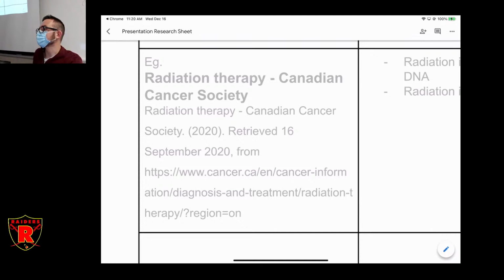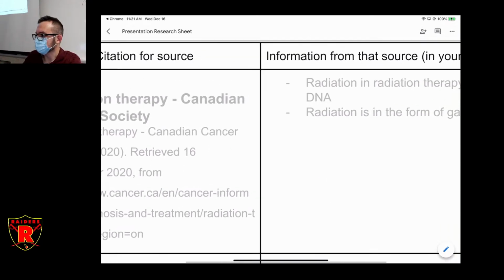In the arts and in English, it's usually MLA citation. I don't know if you've used that in English class before. You may have. MLA is really common in the arts, and APA is really common in the sciences. So I'm going to use APA because you'll see that in university. Almost all of them use APA.